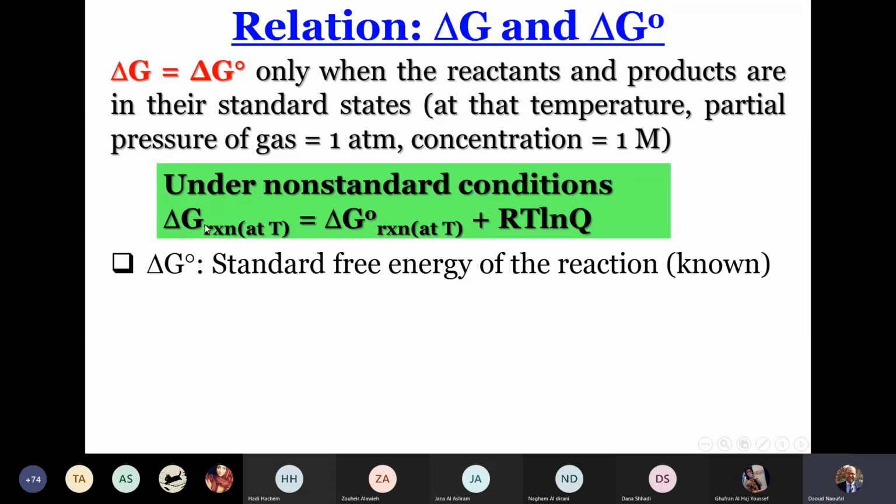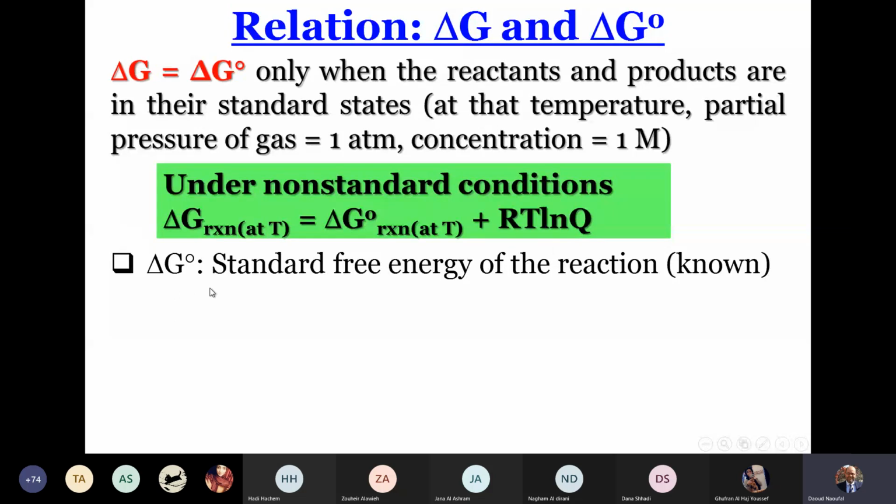Pay attention that when using this formula, delta G, delta G0, and the temperature you use should be the same. Delta G and delta G0 should be at the same temperature you write in the formula. You can write, for example, delta G 298, delta G0 298. You have to use temperature 298. You can use delta G 500 equal delta G0 500, but you have to use the temperature in the formula 500. So delta G equal delta G0 plus RT ln Q.